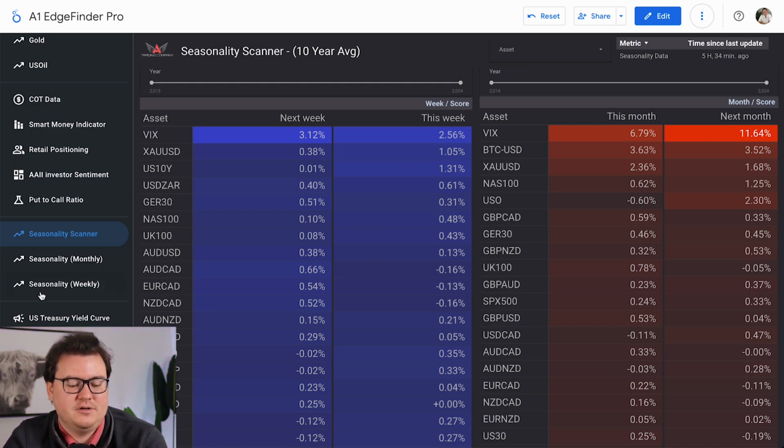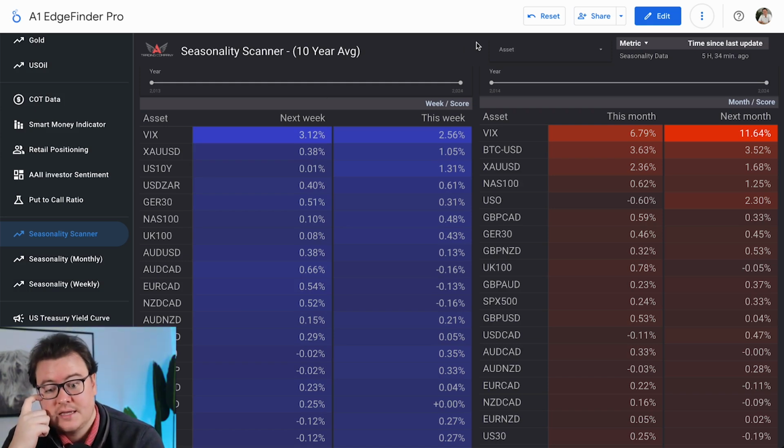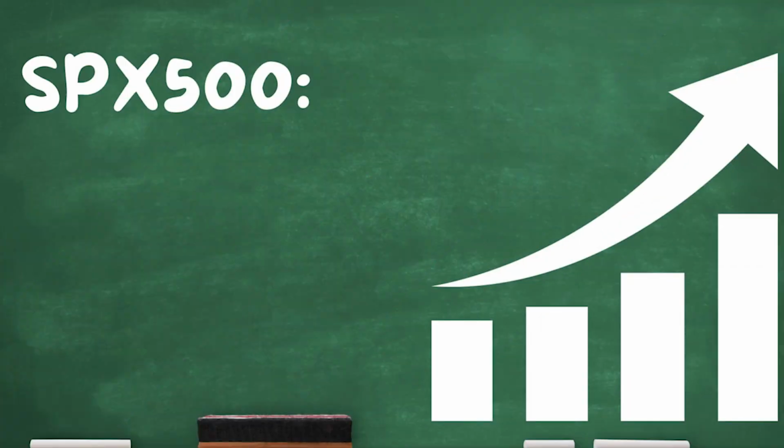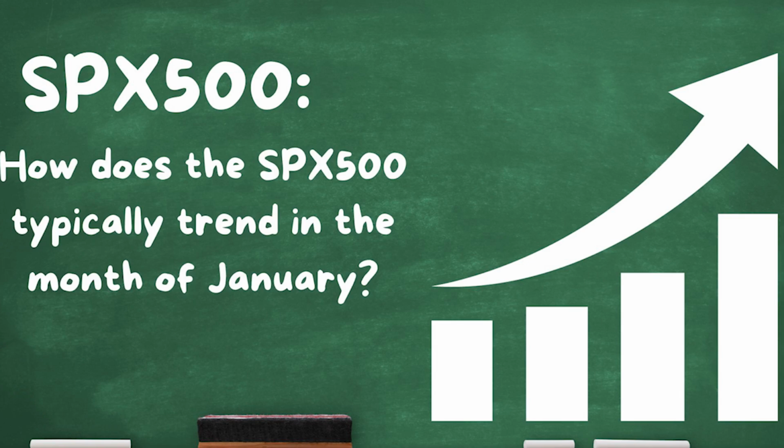And here we have our seasonality section with our seasonality scanner, seasonality monthly tab, and seasonality weekly tab. Just in case you're unfamiliar with what seasonality is, essentially the idea that you can compare data on a particular asset. So let's just say, for example, the S&P 500. Say that you wanted to see how the S&P trends in January over the last 10 years. That's basically what we're doing here in the Edge Finder.